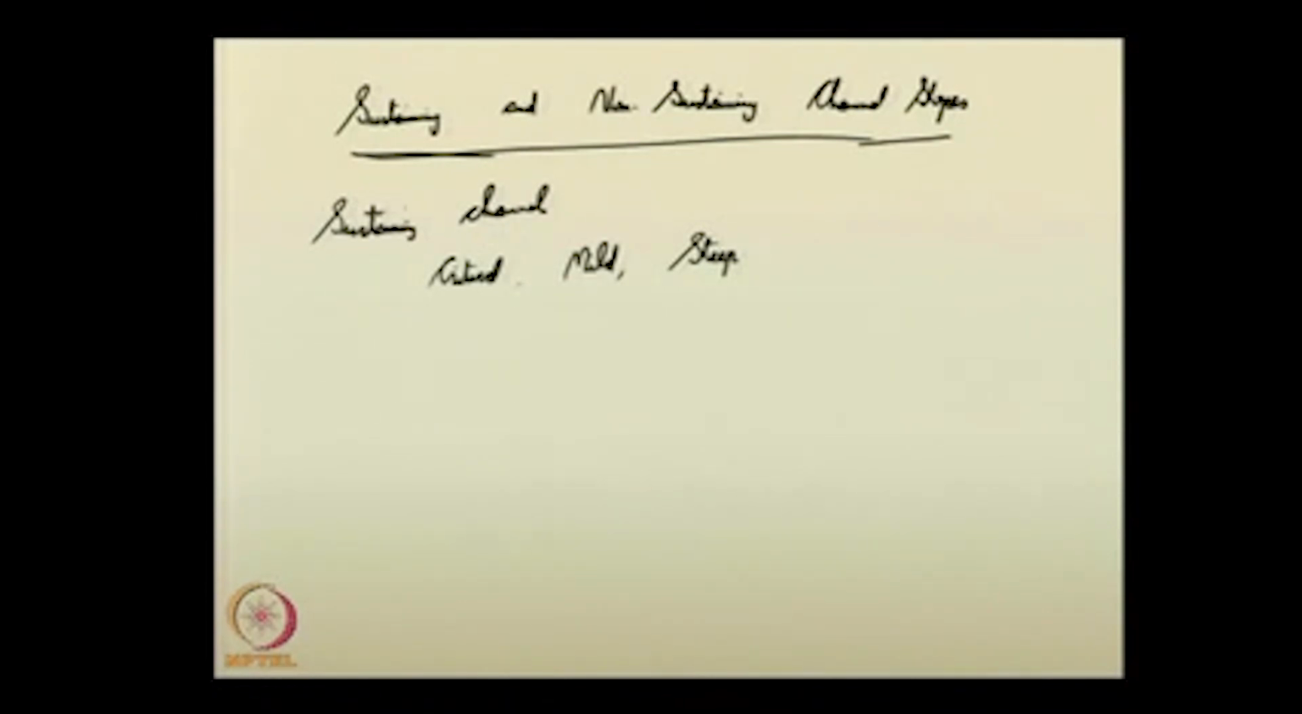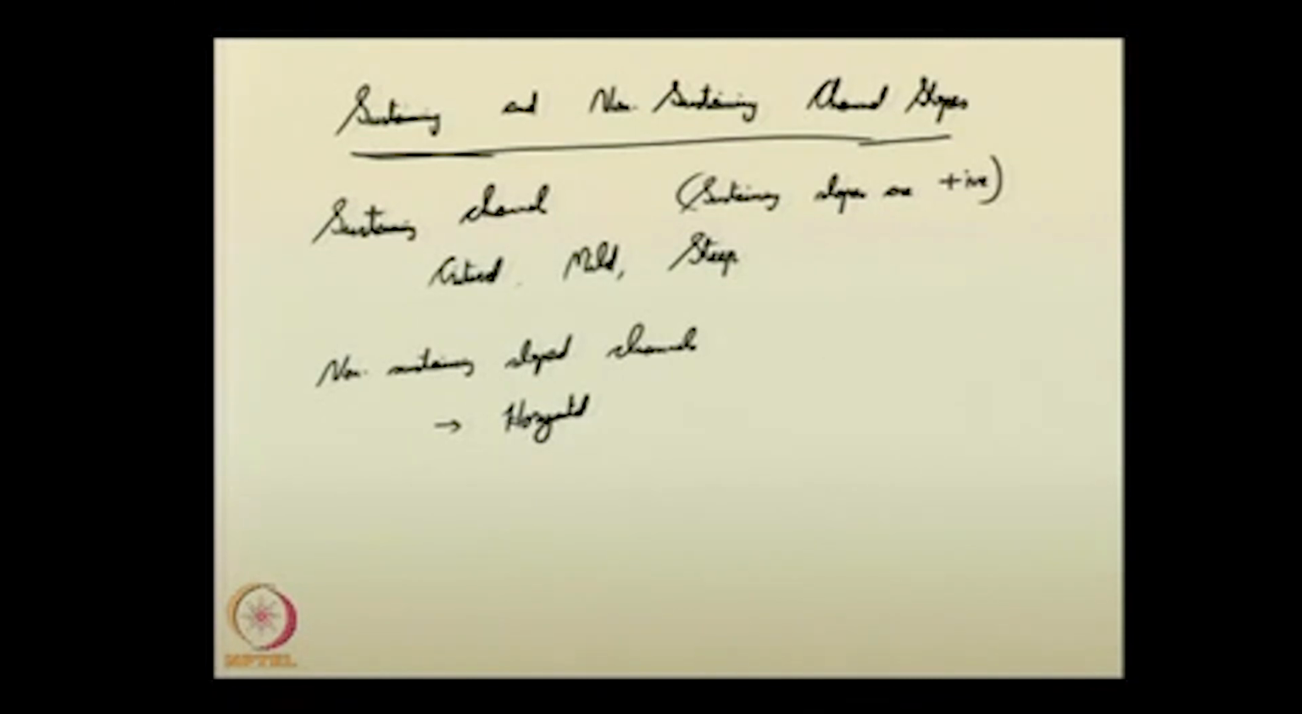For the sustaining channels, the sustaining slopes are positive. The non-sustaining slope channels will have negative sustaining slopes, and they are found usually in horizontal and adverse slope conditions.